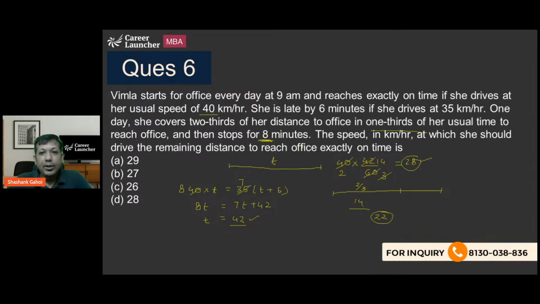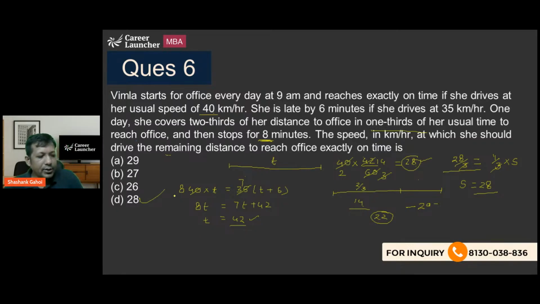Now what is happening? Now the speed at which she should drive so that she reaches on time. It means she needs to cover 1/3 of the distance. So 1/3 of what? 28 by 3 distance. And she needs to cover this distance in what time? It should be covered in 20 minutes. So the time taken is 20 minutes, which is 1 by 3 hours. Speed is s. This cancels out. S comes out to be 28. So here the answer of this question is option D.